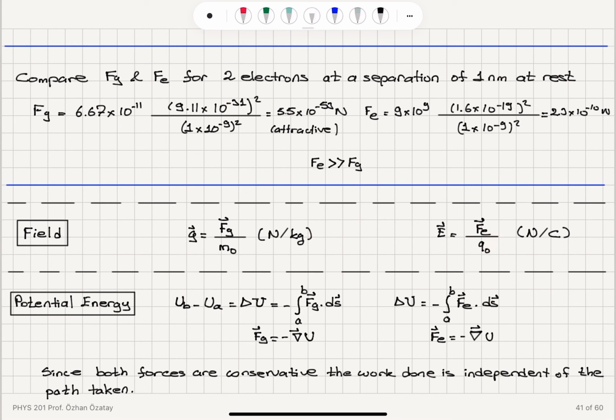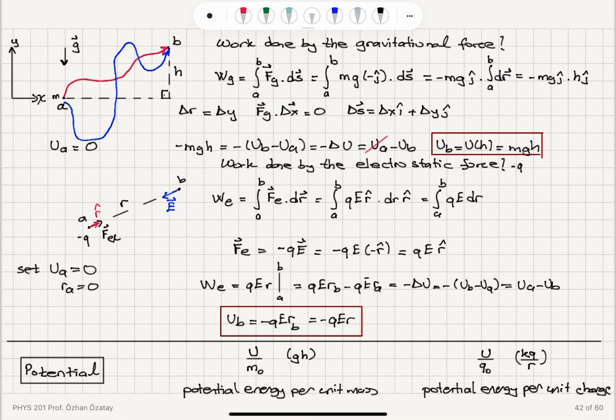The potential energy force relationship is the same for the two cases because they are both conservative forces. The forces are derivable from a potential energy as minus the gradient of potential energy. The change in potential energy is minus the work done by the force. That's the work potential energy theorem. We have looked at two examples. If I take a mass from point A to point B, setting the potential energy to be 0 at point A, I find that the potential energy at point B is mgh.